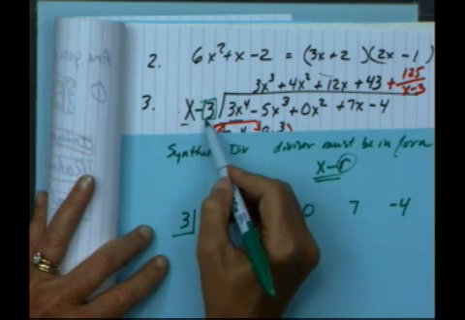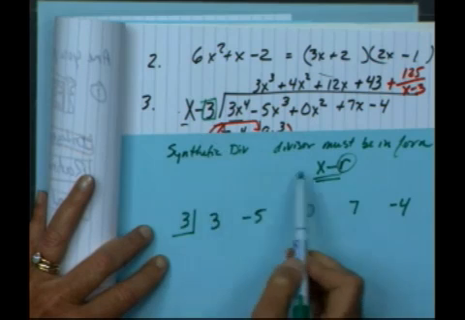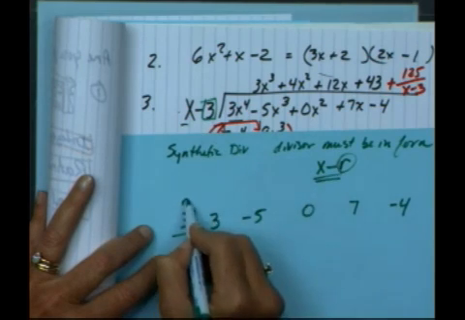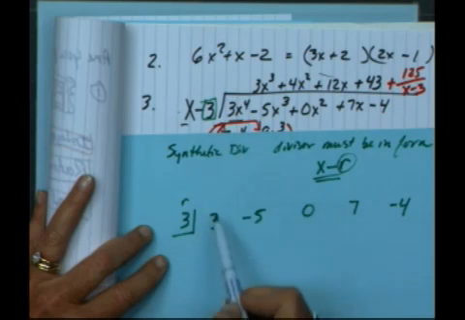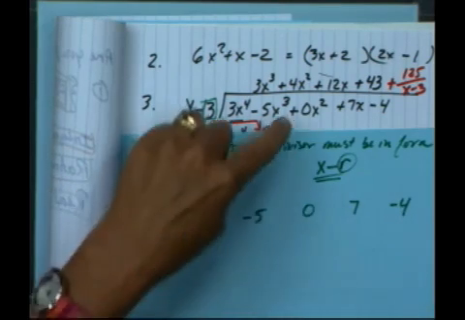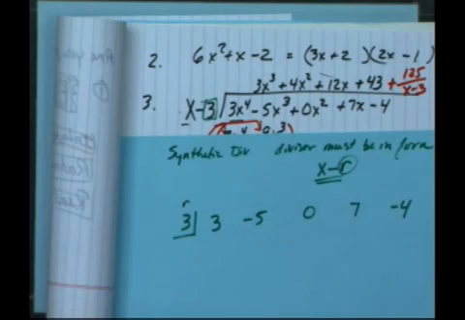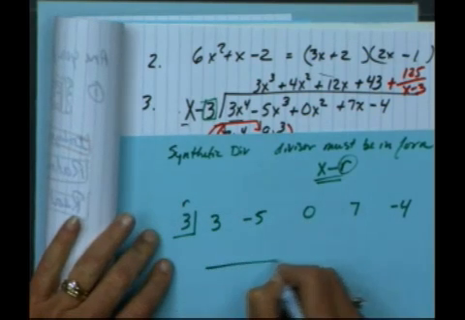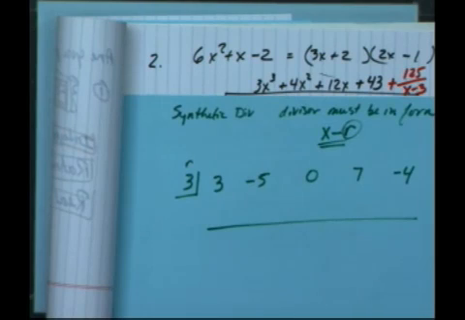So we're dividing by the 3 because it has to be in the form x minus the r. This is the r part. And then you just list the coefficients in your dividend. 3, negative 5, 0, 7, negative 4. It's very important every position is covered. All right? Now life is great, so just watch this.